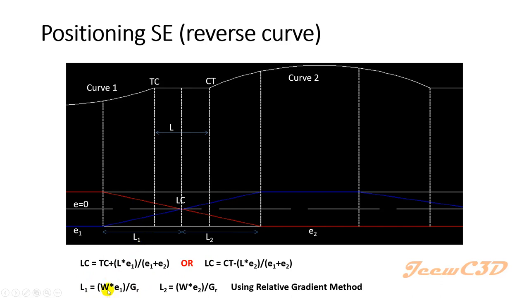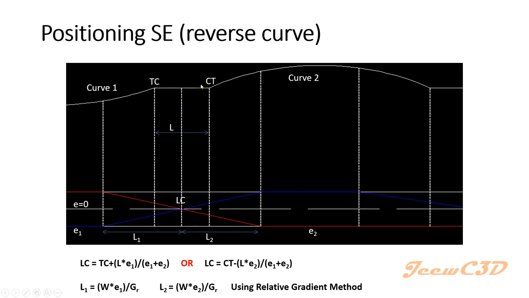L1 equals W, meaning the lane width plus hard shoulder width, times E1, the super elevation of this curve, divided by the GR, the relative gradient. This is only for relative gradient, but you have to calculate for rate of pavement rotation as well and get the maximum value. This L2 is for the other curve. You can find the super elevation development length for this curve also with the same equation, but your super elevation value should be used for the second curve. So that is how to position super elevation in a reverse curve. Mainly what we do is position reverse super elevation in between the short tangent.